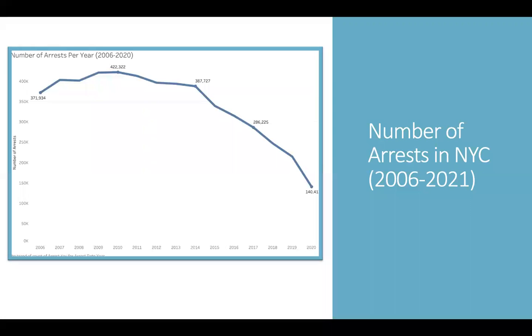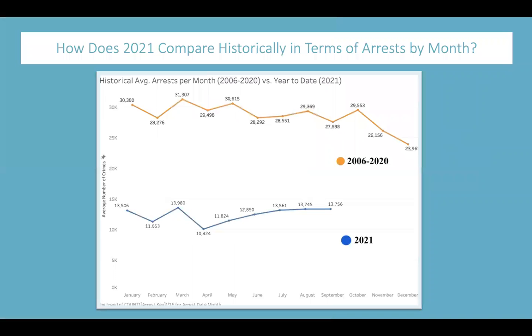So throughout time, as we can see in this graph, crime has been decreasing. The number of arrests has decreased exponentially from 2010 to 2020, with only 140,000 arrests last year. Historically, in terms of arrests by month, 2021 has been following the same trend as the average arrests per month historically. Even though it's significantly lower, the trend is pretty similar.